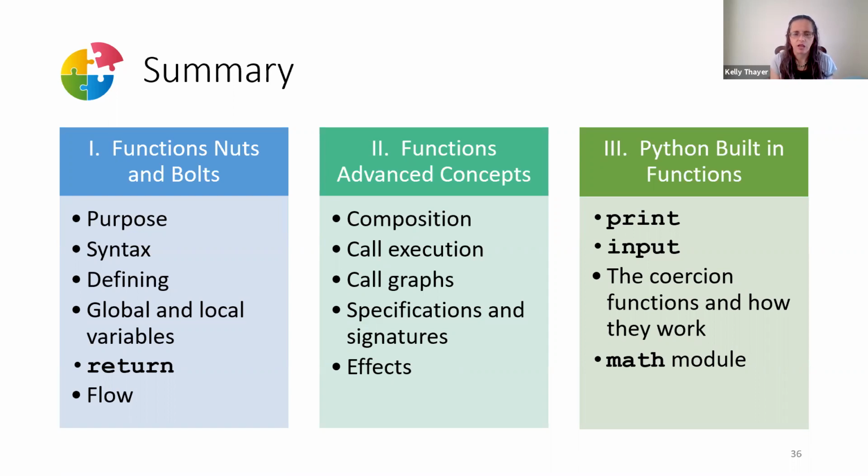In the advanced concepts, we've talked about function composition, the call executions, drawing some call graphs, doing specifications and signatures on your functions, and effects of the functions, that is their ability to affect the values in the rest of the program. Finally, we rounded this out with discussing some built-in functions in Python. We revisited print and also type. We've talked about the input function. We also talked about the coercion functions and how they can be worked, and I introduced you to the math module. So I hope you've learned a lot about Python today and enjoyed getting a look at how code can be modularized using today's topic of functions in Python.